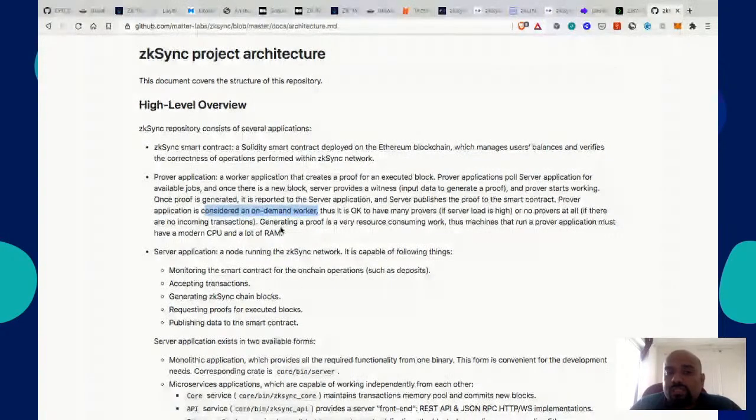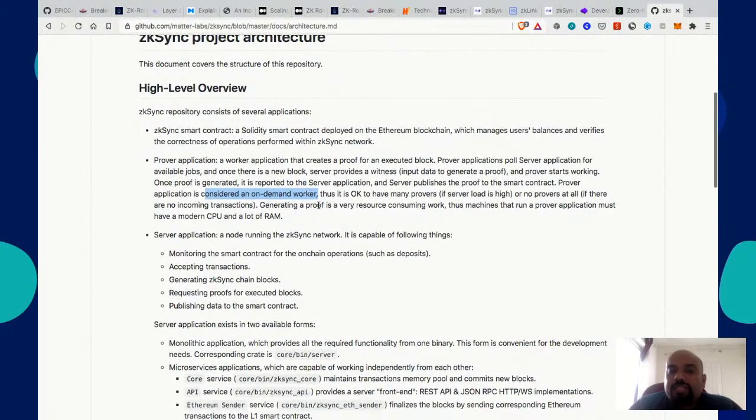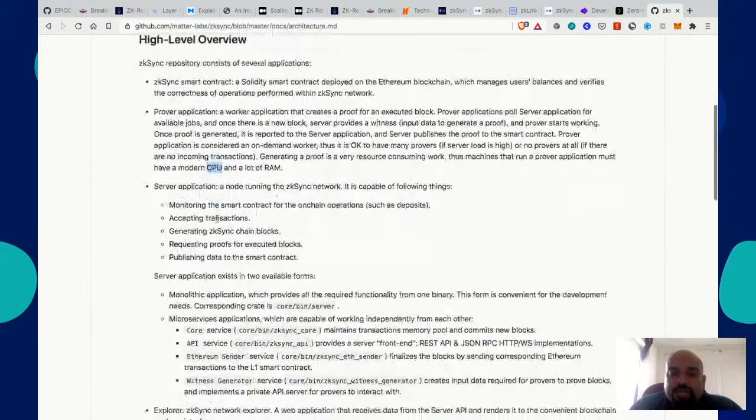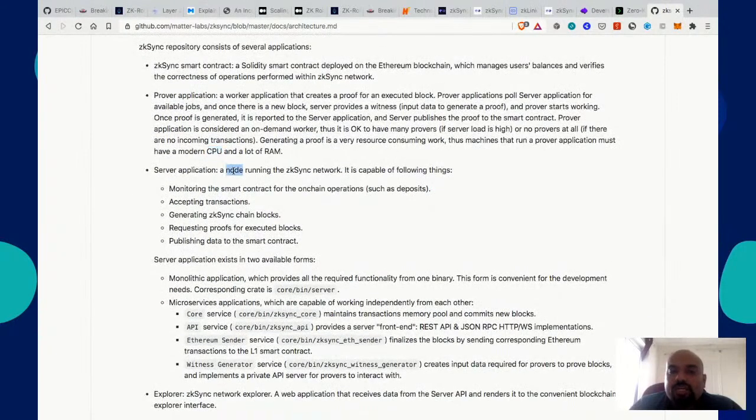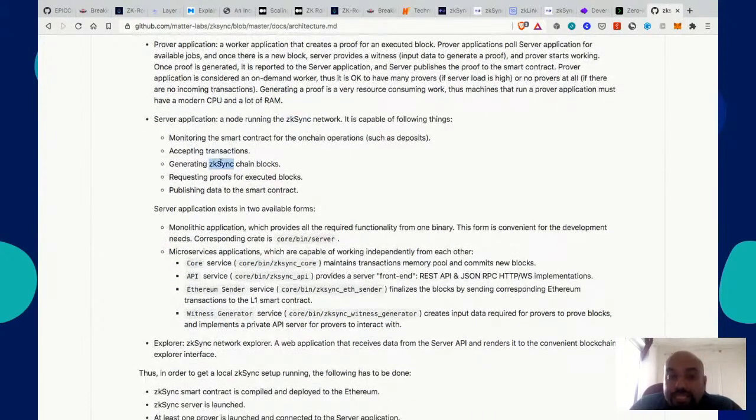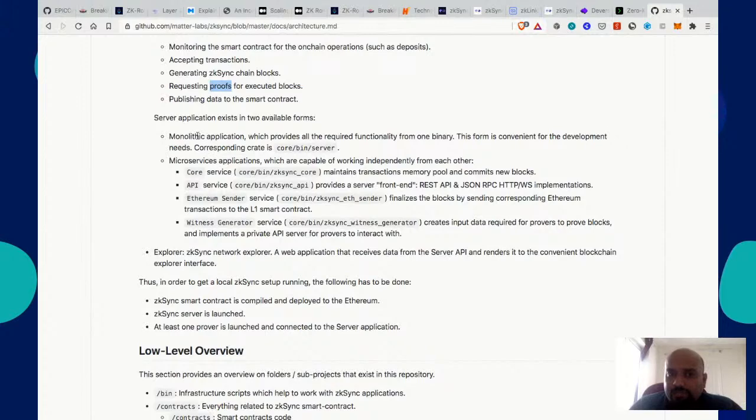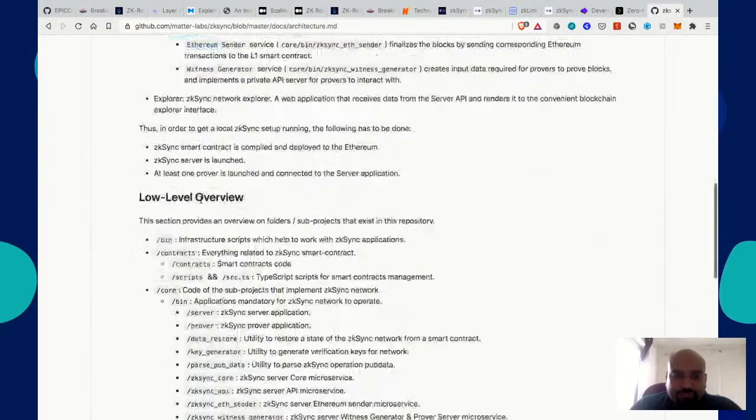And sometimes you don't need a prover at all if you're just sending new transactions. Generating proof requires a good machine with good CPU and RAM. The server is a node running the ZK Sync network. It generates the ZK Sync blocks and it generates requests for the proof. The server could be either monolithic or microservice based.